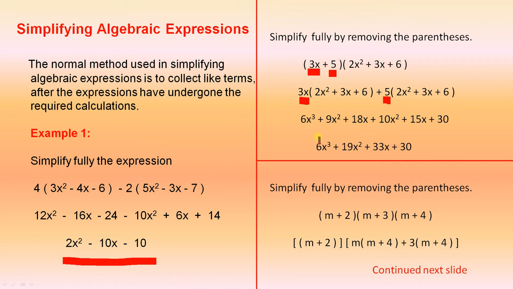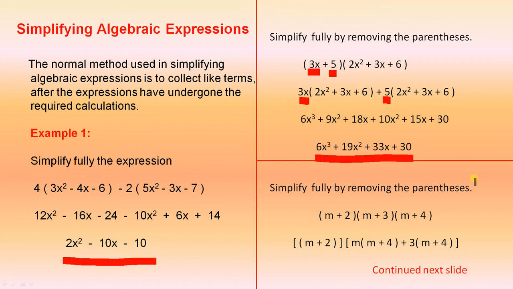So you'll see the 6x cubed is by itself. 9x squared plus 10x squared is 19x squared. 18x plus 15x is 33x. And the 30 is by itself. And that's the answer.